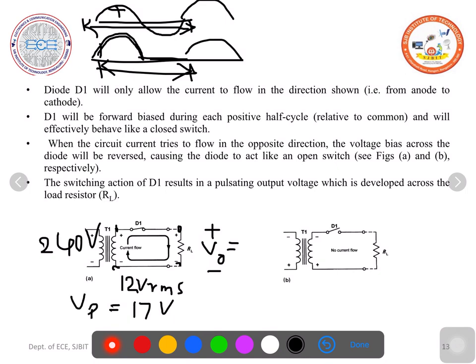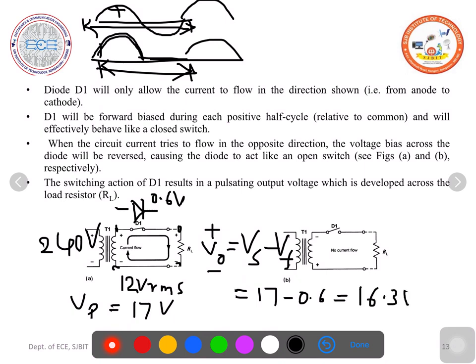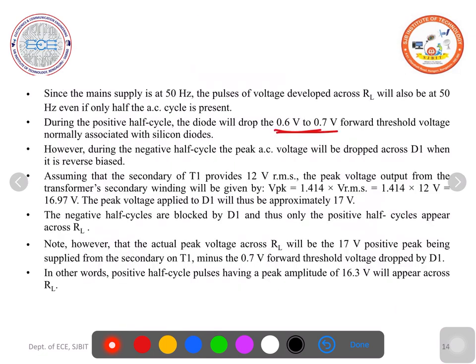So in forward bias, the output voltage is the same as the secondary voltage, I said. But actually there is a diode here. The drop across this diode whenever it is forward biased is 0.6 volts. So the secondary voltage minus the forward voltage drop across the diode. So it is 17 volts minus 0.6 volts. So it will be 16.3 volts. This is the output voltage across the load. So that is 16.3 volts that is appearing across the RL.